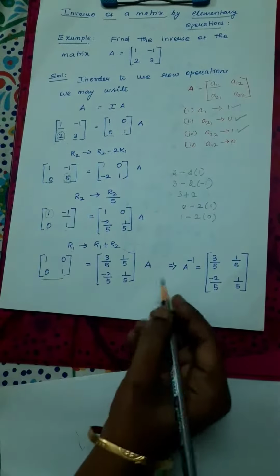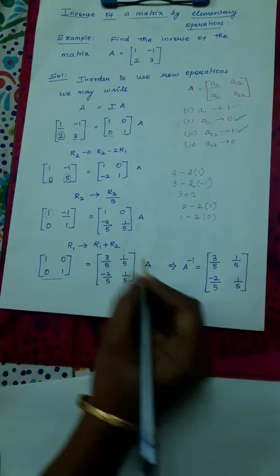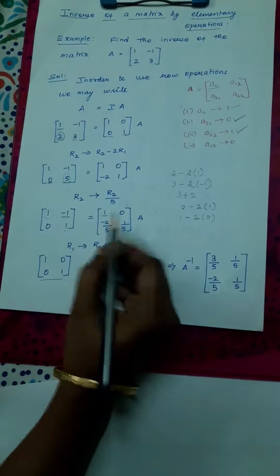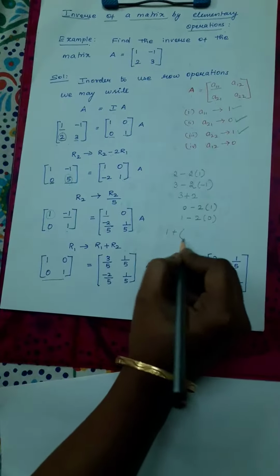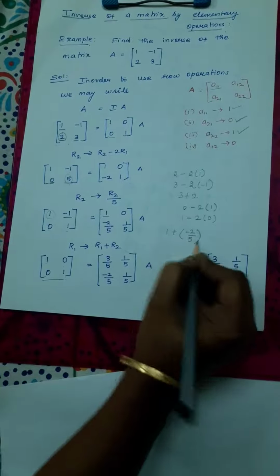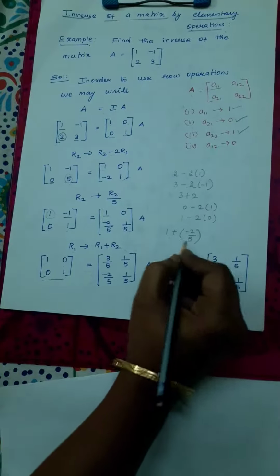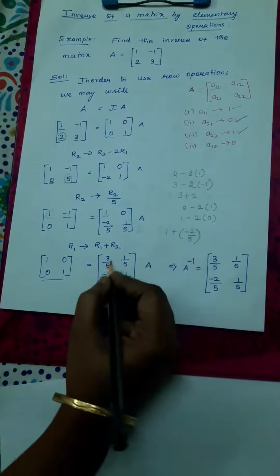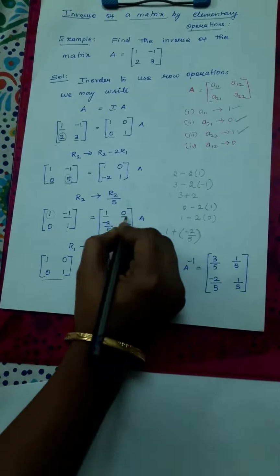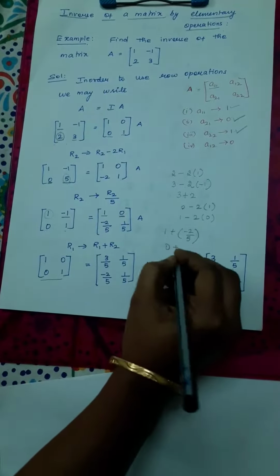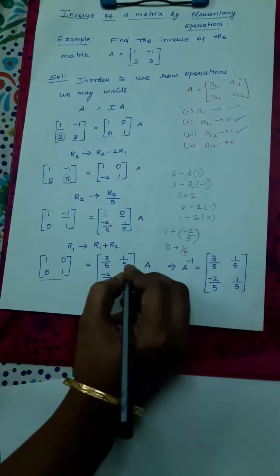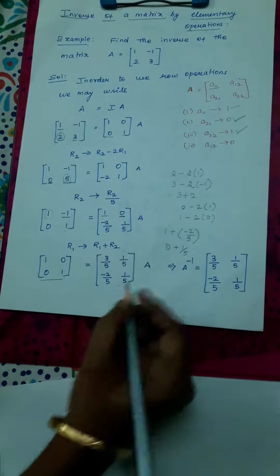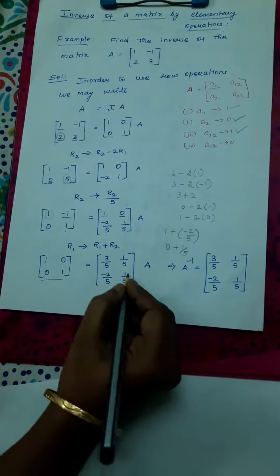Now come to the RHS, R1 plus R2. So what is there in R1? 1. 1 plus minus 2 by 5. When we add these two, you will get 5 minus 2, which is 3, so 3 by 5. Take the second number 0. 0 plus 1 by 5 is 1 by 5. Write the second row as it is: minus 2 by 5, 1 by 5.